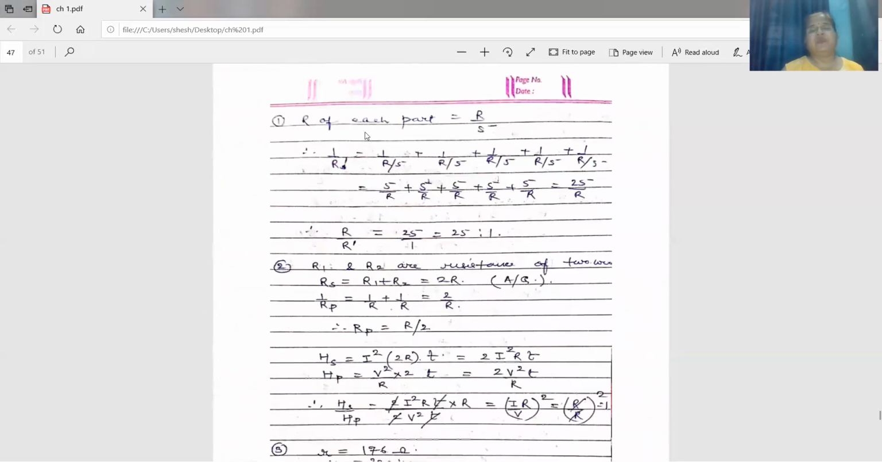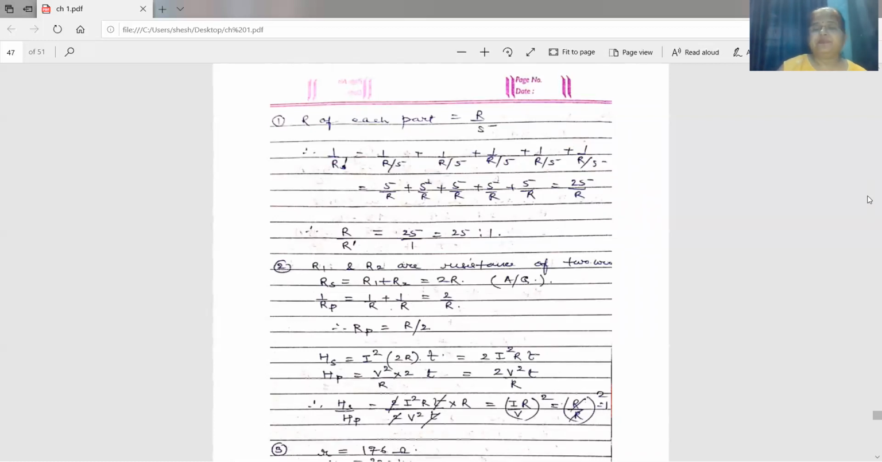See here, the resistance of each part will be R by 5. Now they are connected in parallel, so find the equivalent resistance. 1 by R dash is equal to 1 by R by 5 plus 1 by R by 5 plus 1 by R by 5 plus 1 by R by 5 plus 1 by R by 5. Now 5 will go in the numerator. You are getting 5 by R plus 5 by R plus 5 by R plus 5 by R plus 5 by R. This is equal to 25 by R. You are asked to find out the ratio of R by R dash. So cross multiply, R will go this side. R by R dash, you are getting 25:1.